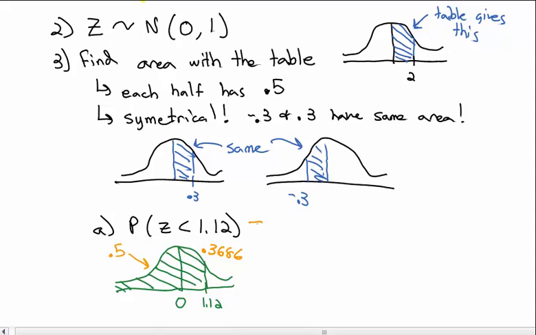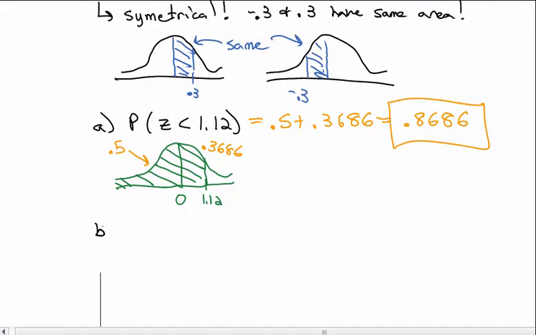And so if I want the total area, we're going to add the pieces together because I want both of them. 0.5 plus 0.3686 gives me an area of 0.8686. So the probability that a z-score is less than 1.12 standard deviations from the mean is 0.8686.